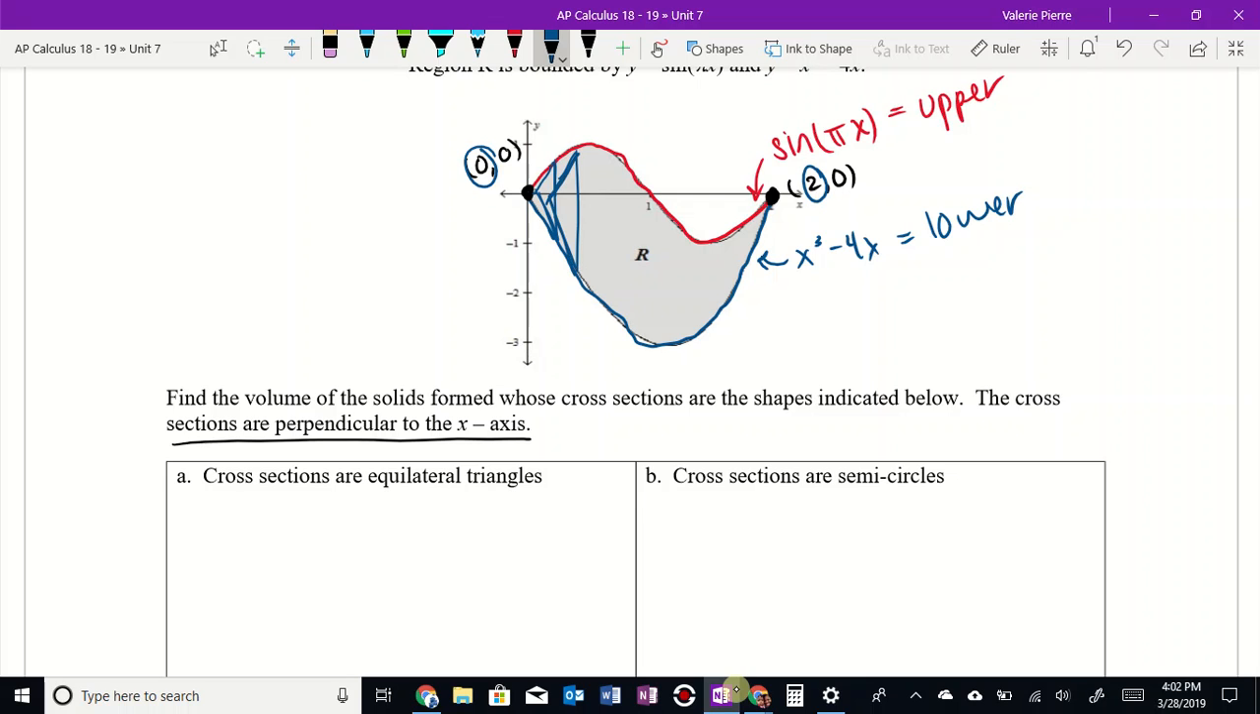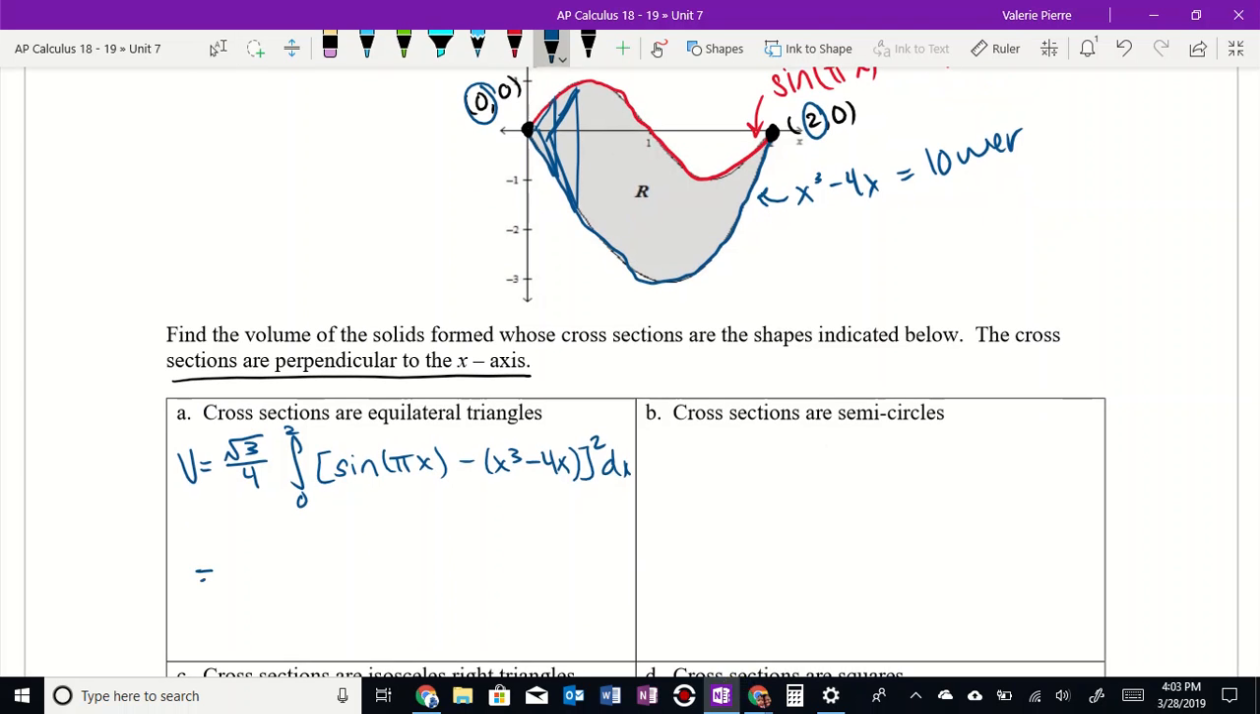Right, that means that we put the volume of, and we've already found the general equation for this on the previous page, square root of 3 over 4 times the definite integral of our upper function sine pi x minus our lower function x cubed minus 4x, squared dx.